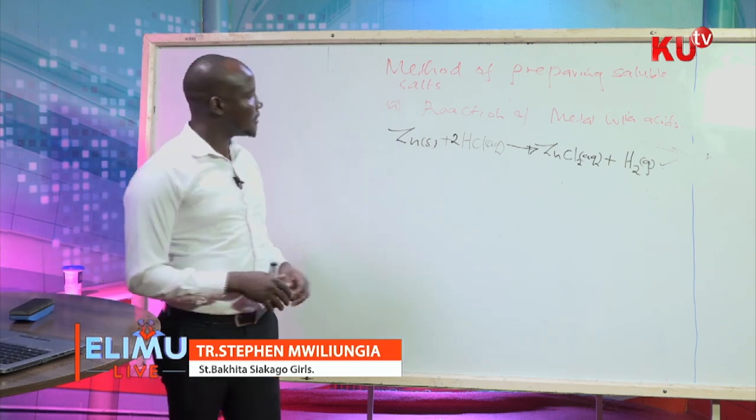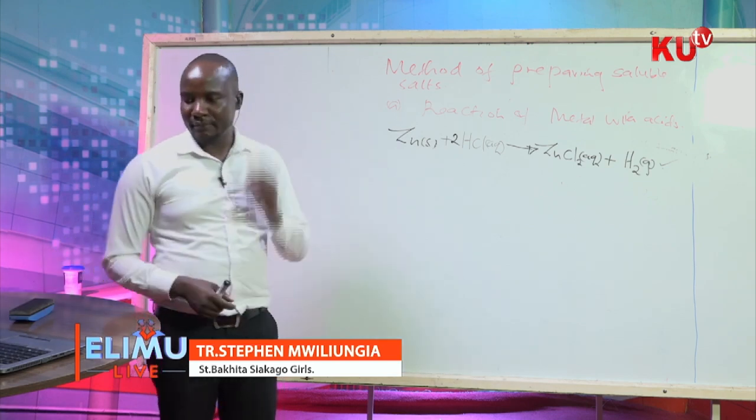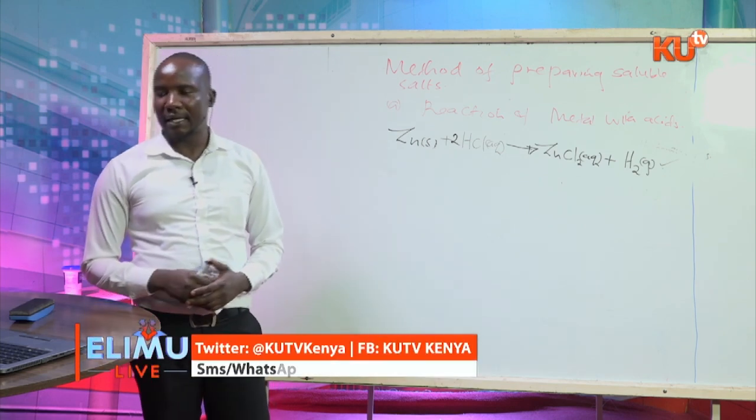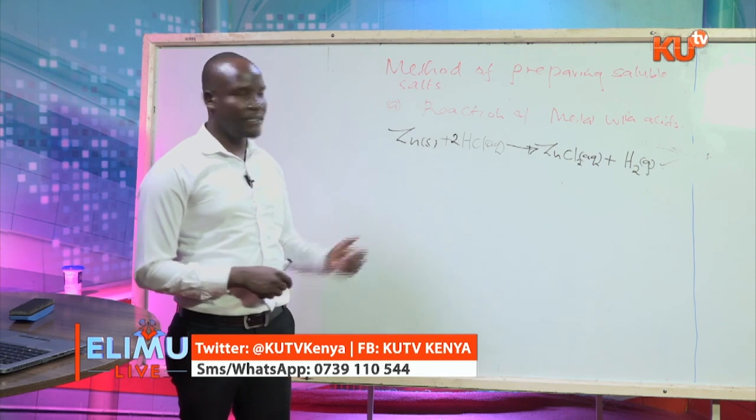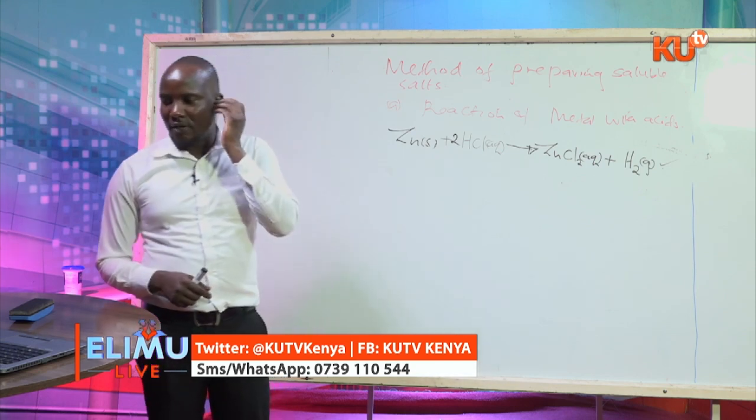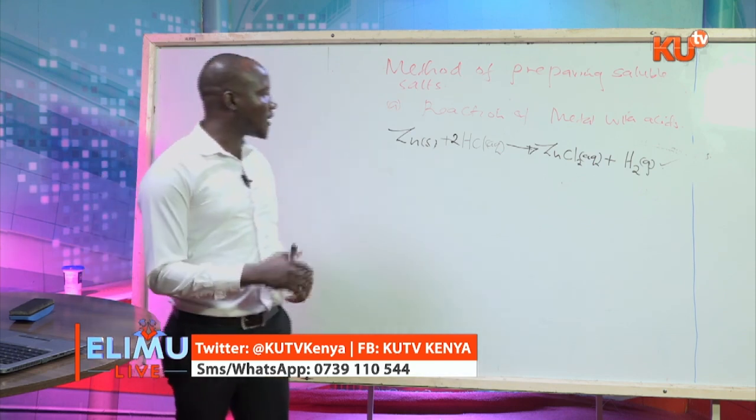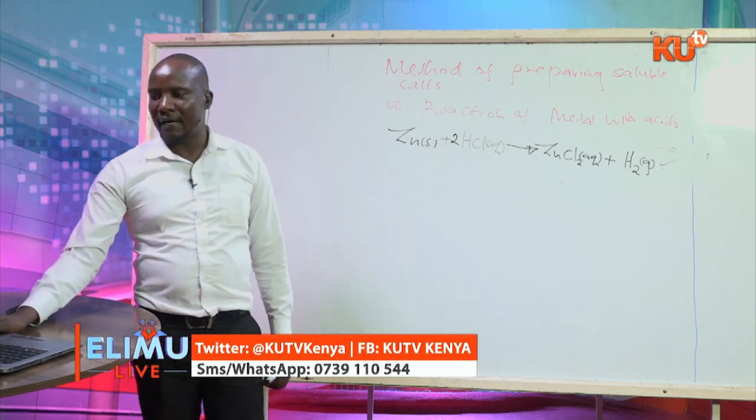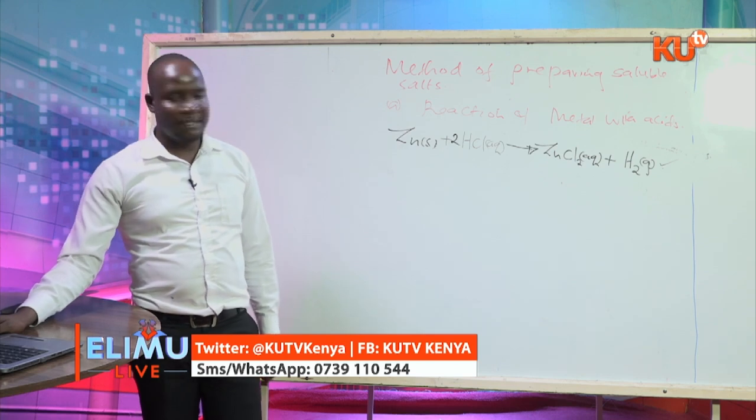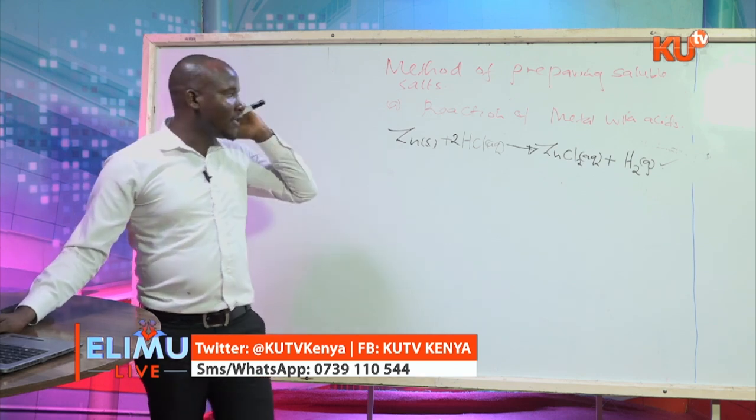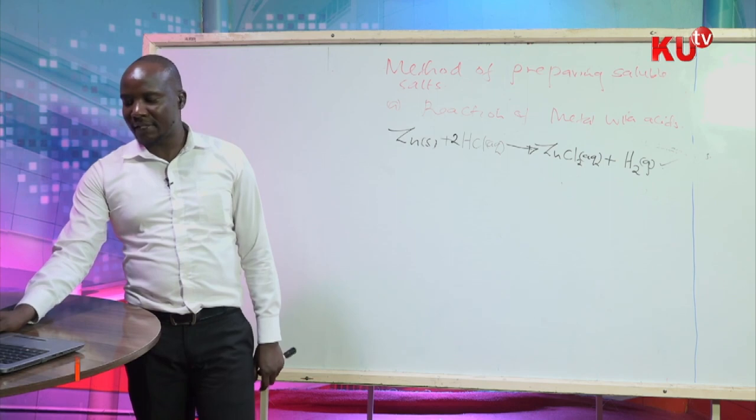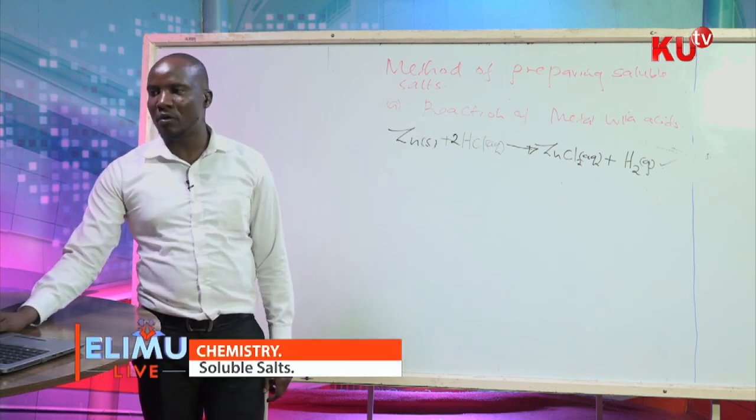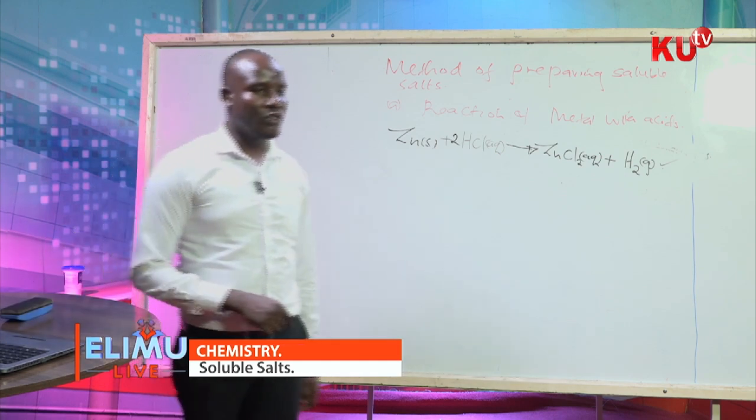Now you can write the chemical equation for the reaction between calcium and dilute hydrochloric acid, and we also write the equation for the reaction between magnesium metal and dilute nitric acid. These are three salts that can be prepared by the same method, and they are soluble salts.